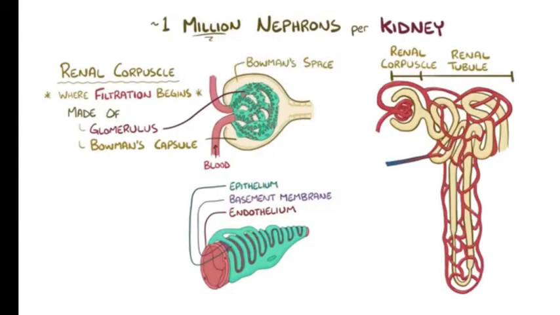So this photo shows a renal corpuscle, where the filtration begins, which is made of glomerulus and Bowman's capsule. So the lining of the glomerular cells is actually the endothelium, which is fenestrated.